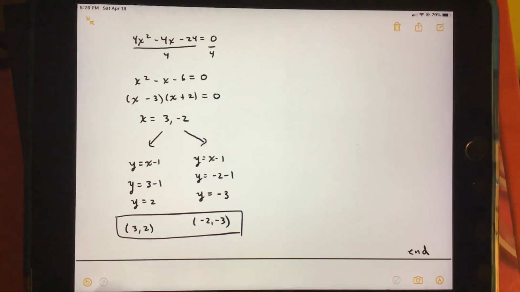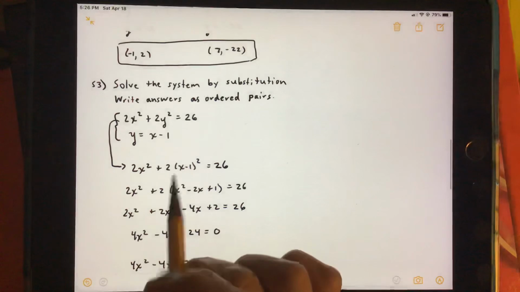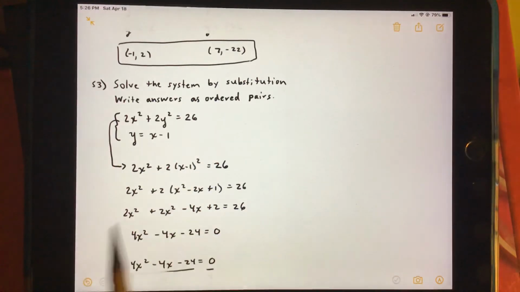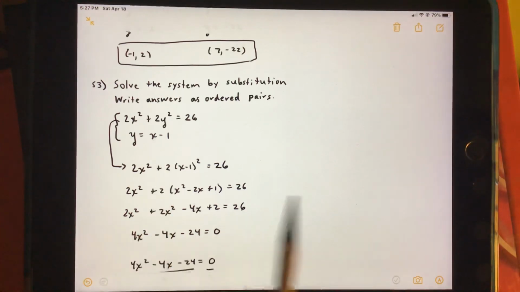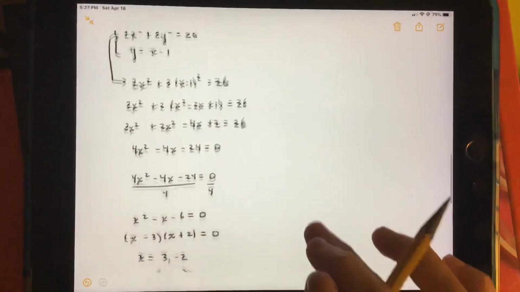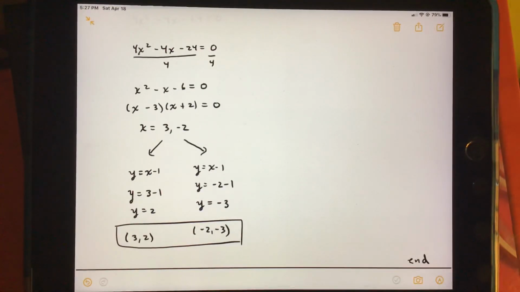So there are 2 points of intersection. There are 2 ordered pairs that solve this particular equation here, where we see that this would be a circle and a line. So the circle and line intersect at 2 points in this case, and these are the 2 points that they intersect at, 3, 2, and -2, -3.